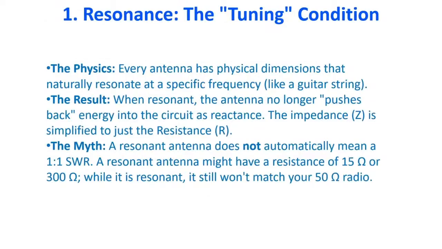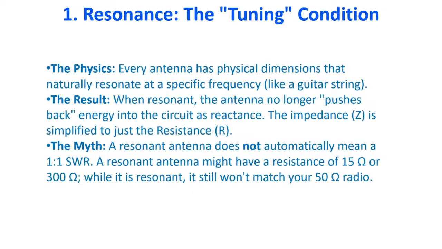Resonance occurs when a circuit's inductive reactance and capacitive reactance cancel each other out. At this specific frequency, the antenna or circuit becomes purely resistive. Every antenna has physical dimensions that naturally resonate at a specific frequency, like a guitar string. When resonant, the antenna no longer pushes back energy into the circuit as reactance. The impedance is simplified to just the resistance.